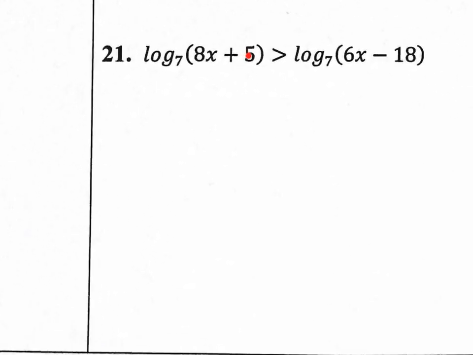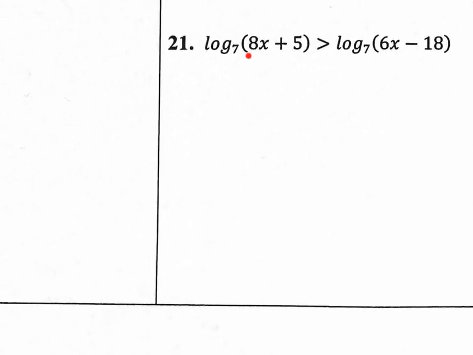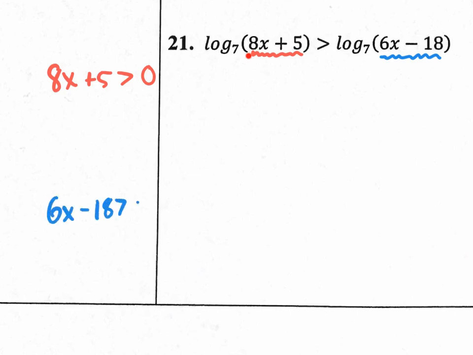On this last one, let's begin by stating what the inside of those logs cannot be. This guy cannot be negative, it cannot be 0, so I'm going to write it as 8x plus 5 has to be greater than 0. Can't be 0, can't be negatives. And this guy over here also has to be greater than 0 because it can't be 0, can't be negatives. So 6x minus 18 has to be greater than 0. Let's solve both of those.